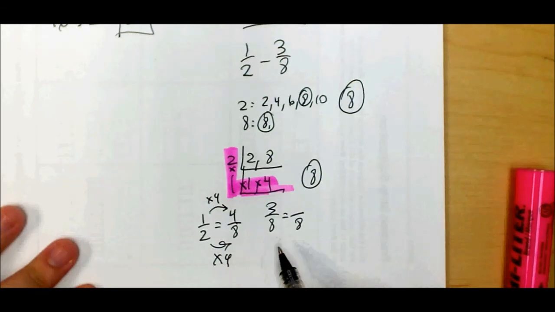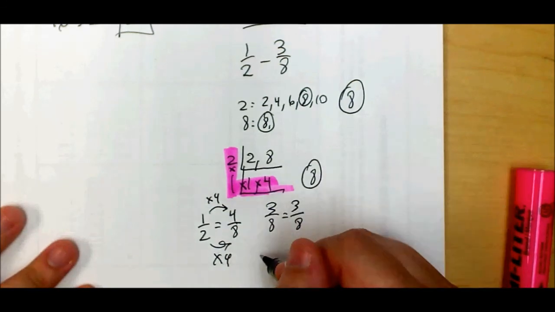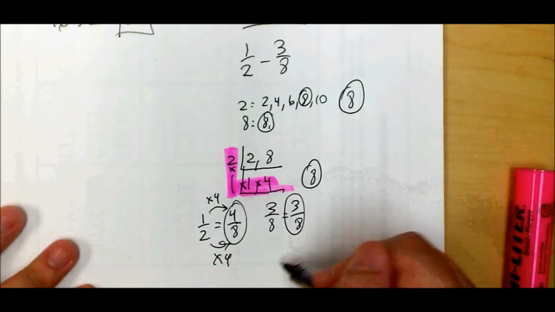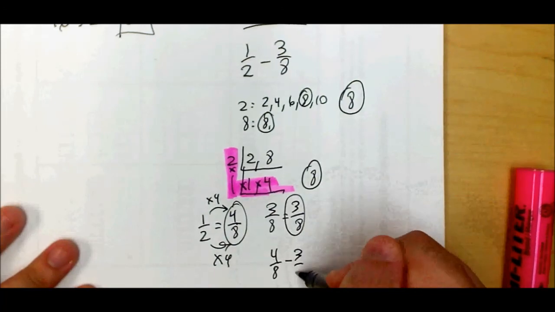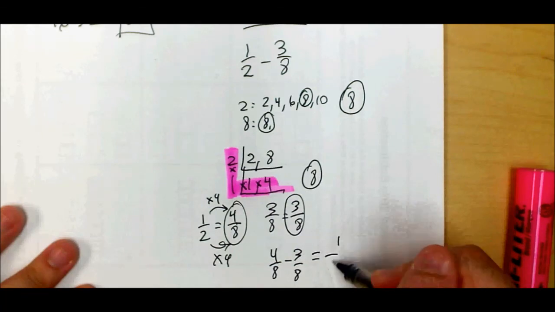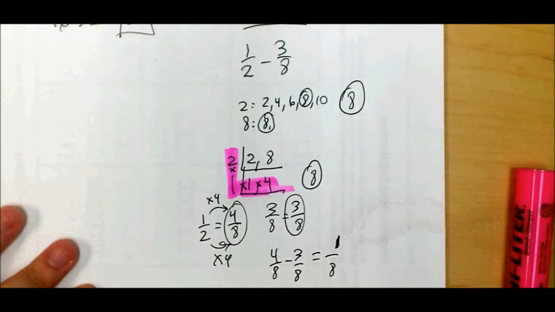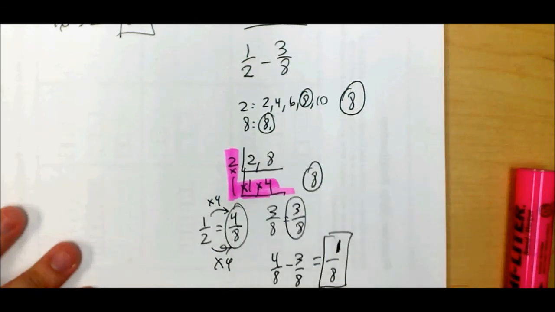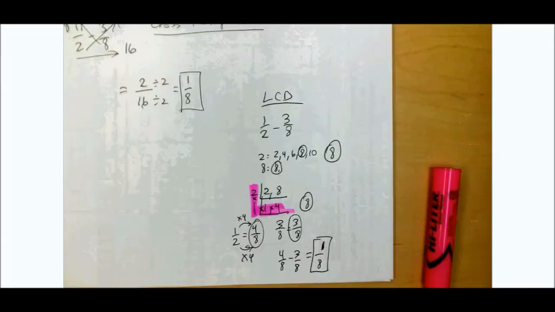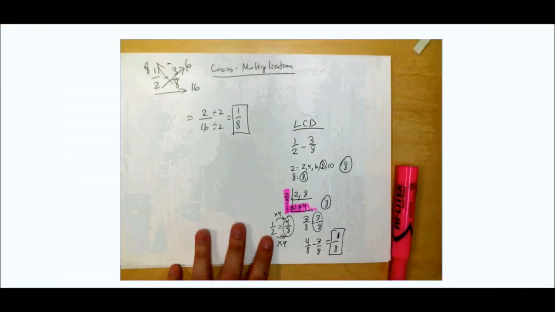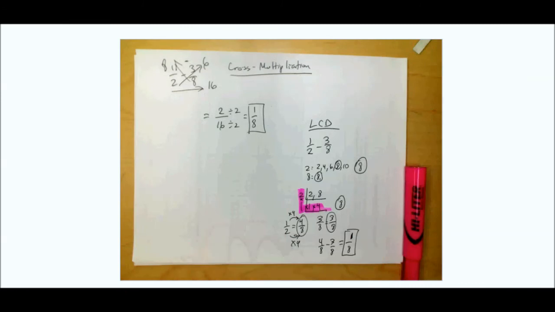Now 3/8, I don't need to change. That's just equal to 3/8. So now I have 4/8 minus 3/8, and that equals 1 over 8. Didn't have to simplify. Okay, let me zoom out. Two different ways of doing the same problem. Hope that helps.